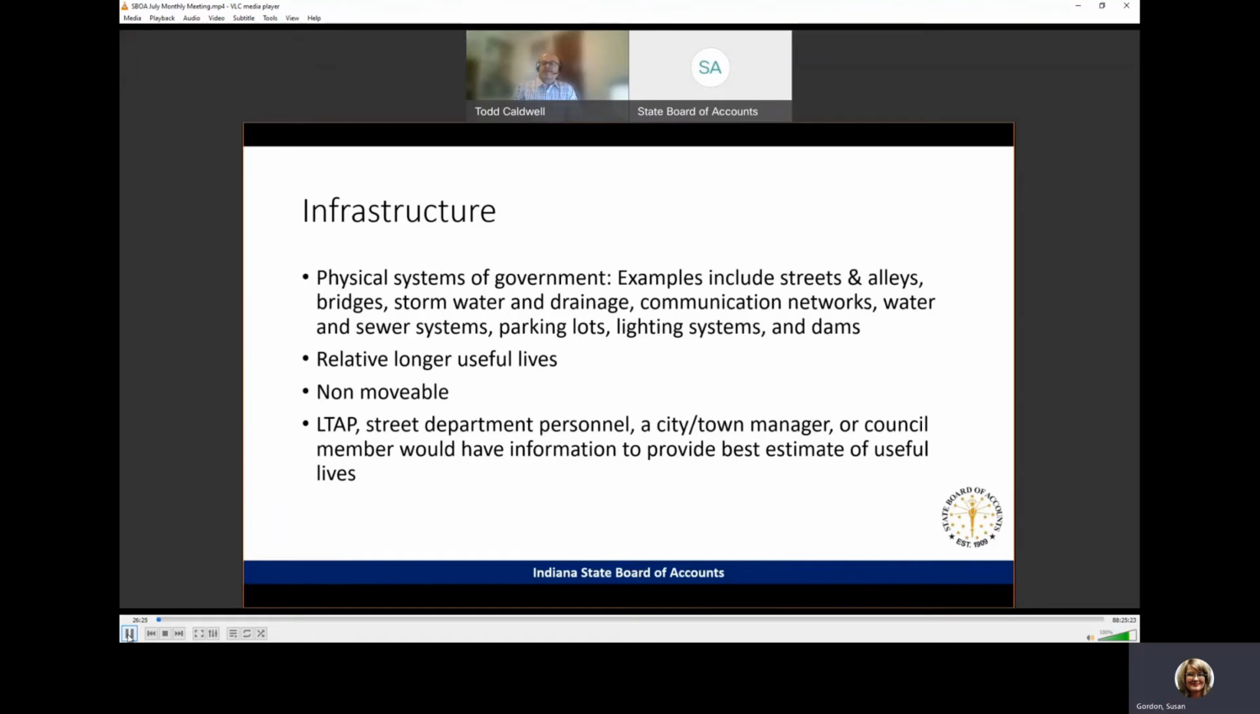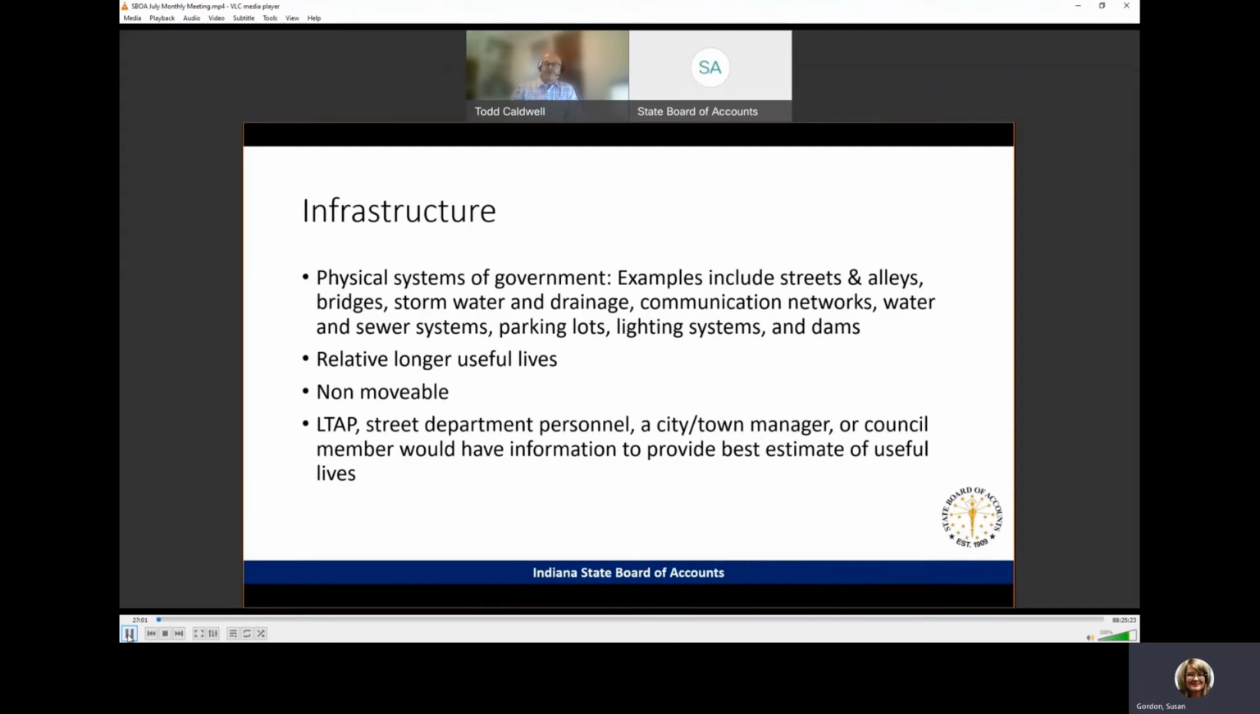Infrastructure items tend to last longer than some of the other assets, and they tend to be non-movable. So streets and sewer systems can't be moved without a whole lot of work and equipment. That's the first clue if it falls under infrastructure: can I move it or not? And valuing infrastructure can be tricky. These types of items were usually acquired over a period of time. Not all of your streets and bridges are the same age, and for very differing costs.